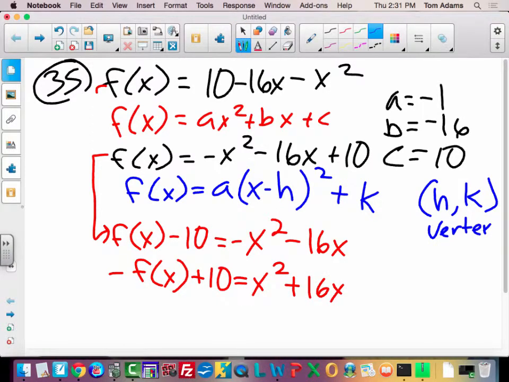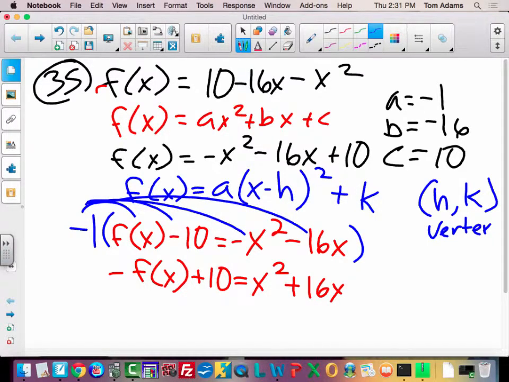Does that make sense to you guys? I'm taking this whole thing and multiplying it by negative 1. It goes times that, times that, times every term. I just want a positive x squared, because that's the only way completing the square works. You have to have x squared plus something times x.